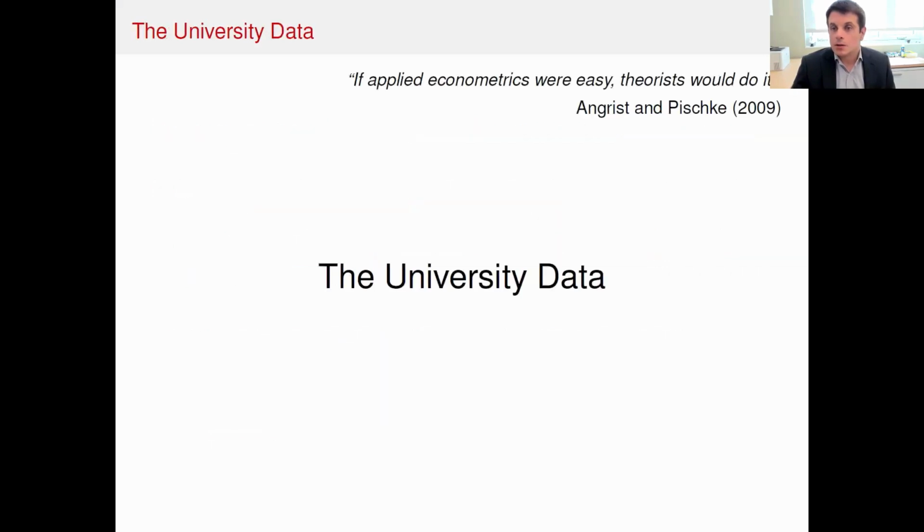Okay, so let me talk a little bit about the university data. I don't want to offend anyone, but I have just recently found a quote from Angrist and Pischke: if applied econometrics were easy, theorists would do it. It doesn't suggest that applied econometrics is easy. Honestly, it's not, but theorists can do it.